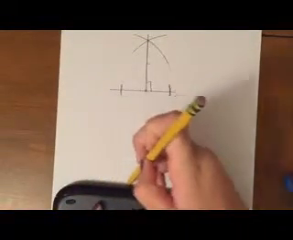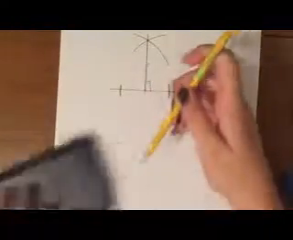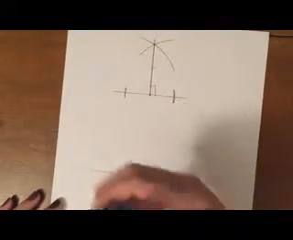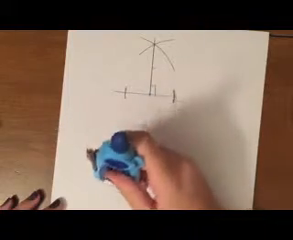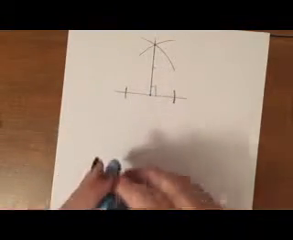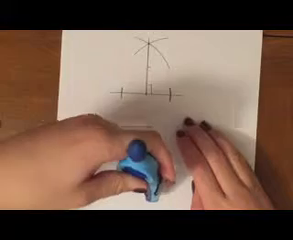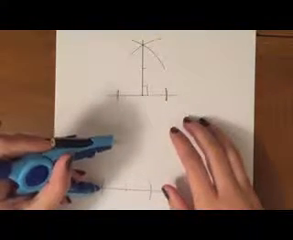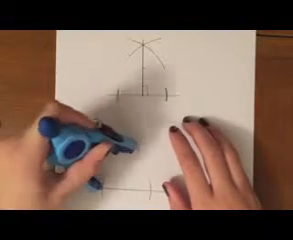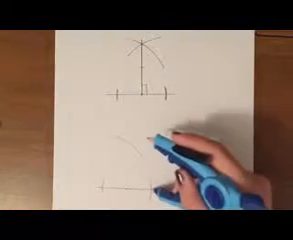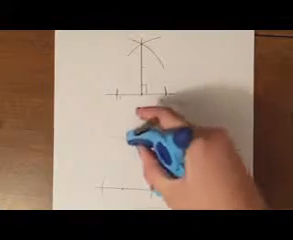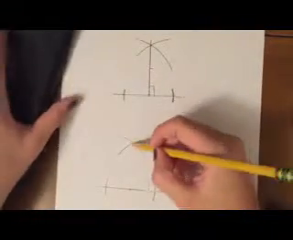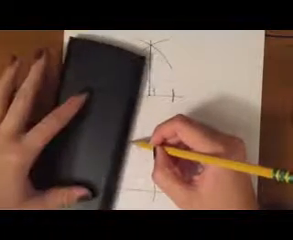Now that we know how to do it, let's do it again. Make a line, put a point anywhere on it, and then make our arcs on both sides. Make our intersecting arcs, and then connect the two.